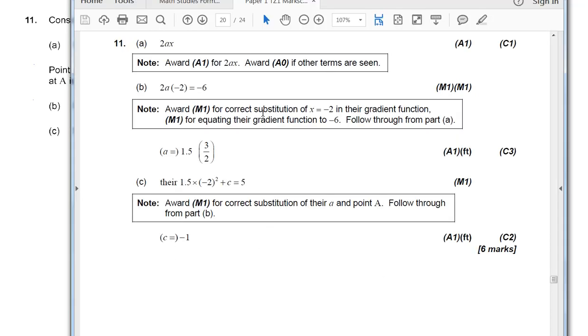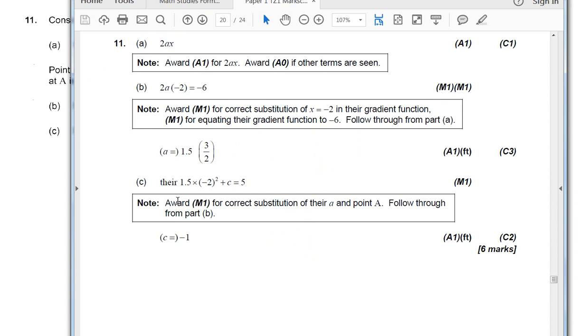All right. Correct substitution. There it is. There's that one. And then for equating the slope function to -6, we did that, and then we got 1.5. So there's all 3 points.